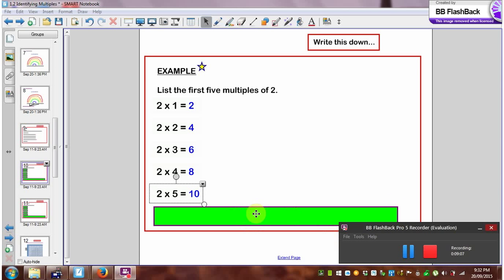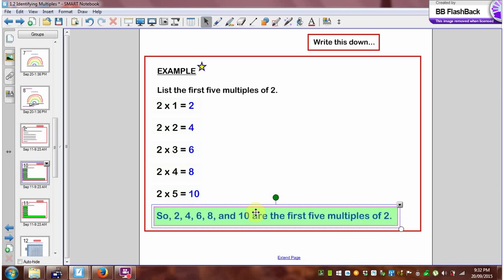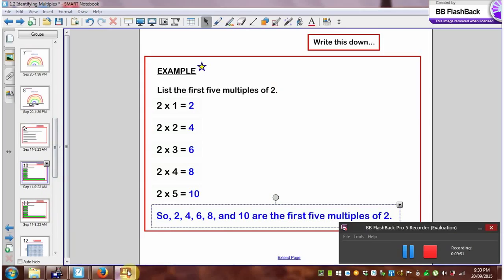Okay, so the final step, and I want you guys to write this down, is you always list your multiples. So we see 2, 4, 6, 8, and 10. 2, 4, 6, 8, and 10 are the first 5 multiples of 2. I just wrote a little sentence answering the question up there. Okay, just pause the video if you need a second to write that down.